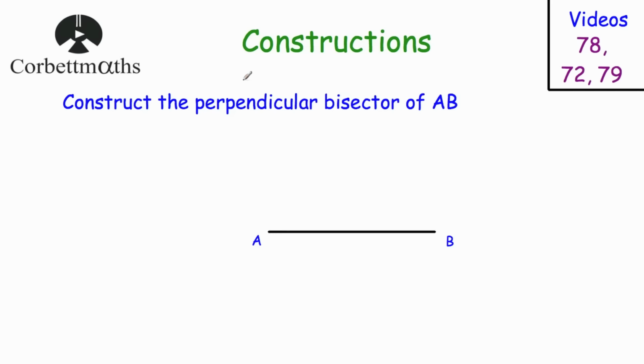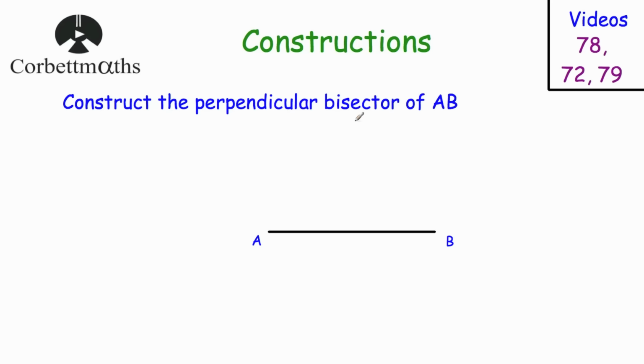Okay, our next topic is constructions. They are videos 78, 72 and 79 on Corbettmaths. If you want to watch me do these constructions where I'm filming myself actually doing the constructions, those videos will actually show that. But here I'm going to show you step by step how I would do the constructions. So first of all, our first question says, construct the perpendicular bisector of AB.